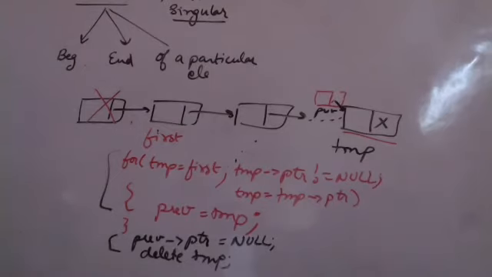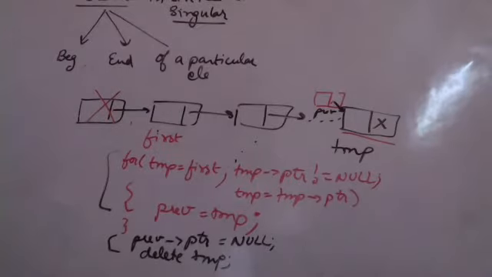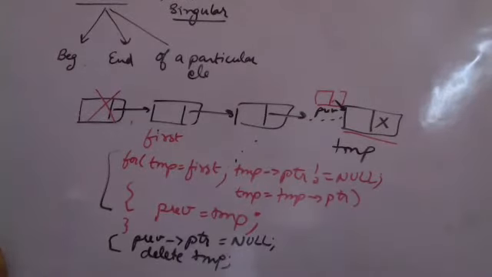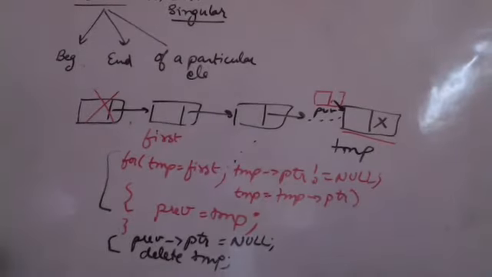Nowhere have I done anything with the first. Is everybody able to understand? How is the deletion from the end going on? Anybody who's not able to understand, please ask.